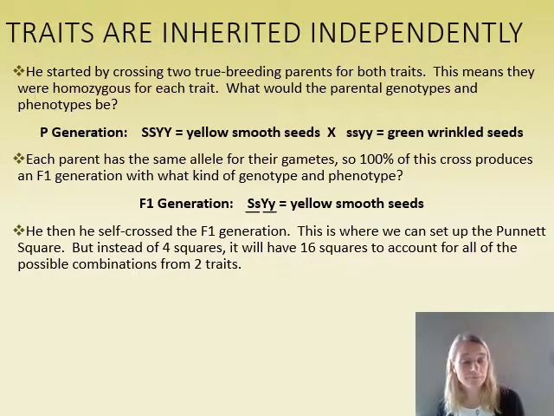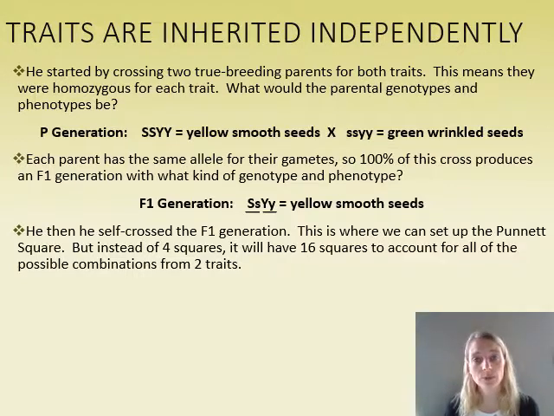So now we're going to get to the F2 generation. Just like we did with all the purple mating to get the 3-to-1 ratio for the flower color, we're going to see if something similar shows up. And we're going to set up our Punnett square, but instead of a 4 square Punnett square, it has to be a 16 square Punnett square. But before we do that, we have to figure out what we're going to put on our boxes.